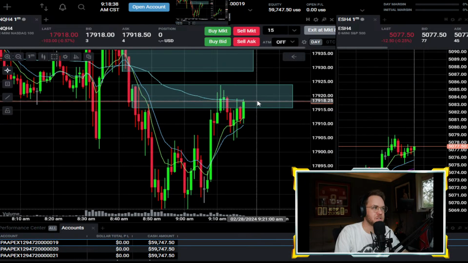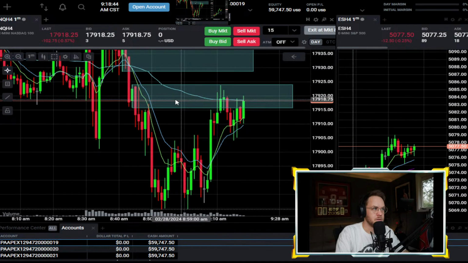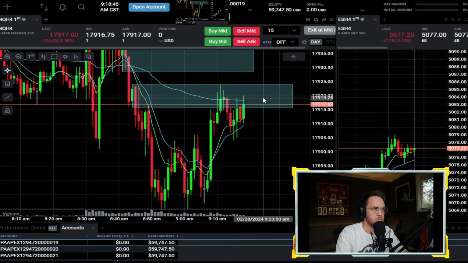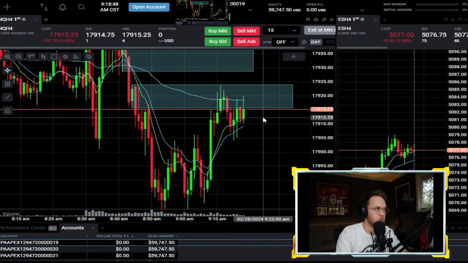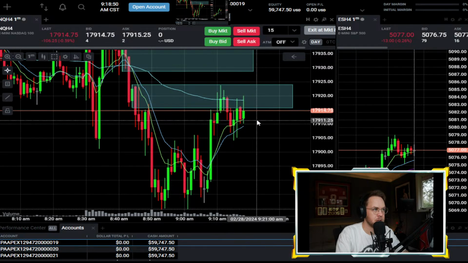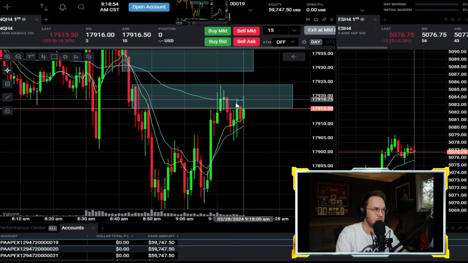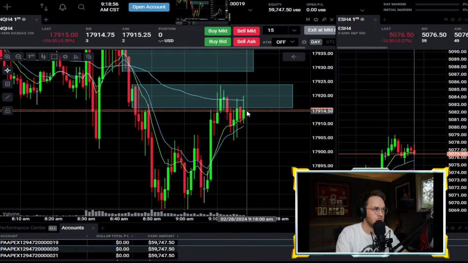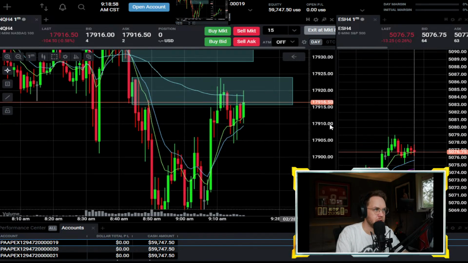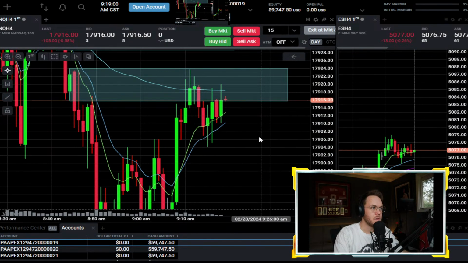All right, we're bouncing off VWAP again. We are technically in this volume block, this order block here. We may get a reversal off of this level, but we also might fly through VWAP right here.